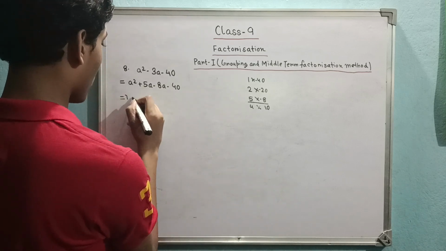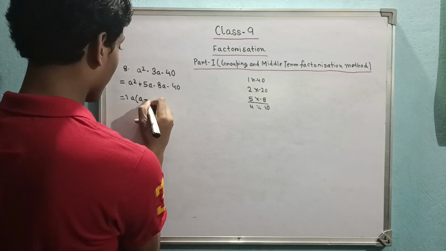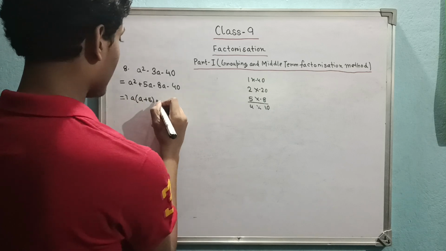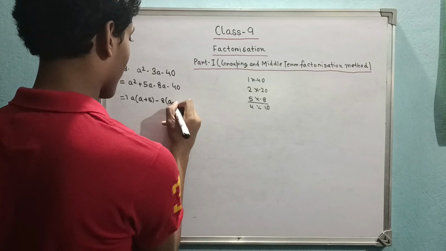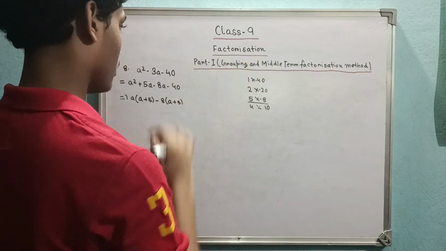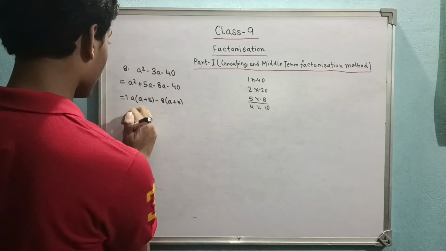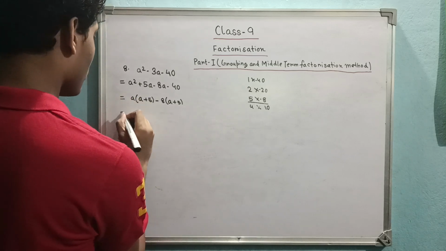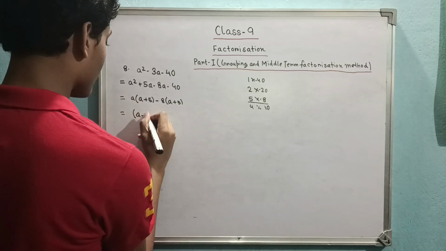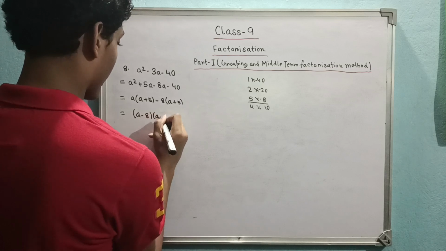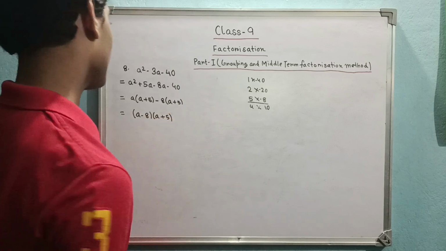So now let's solve. Here I can take a common, a into a plus 5, then minus 8 common into a plus 5. We did the grouping previously, so a plus 5 is common. This can also be written as a minus 8 into a plus 5. These are the factors of this equation.